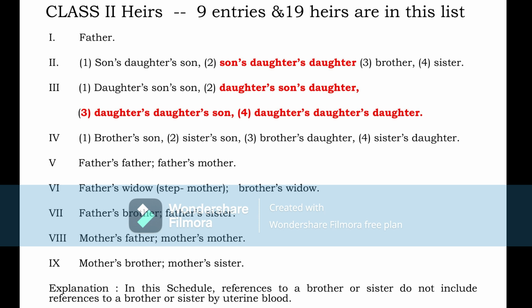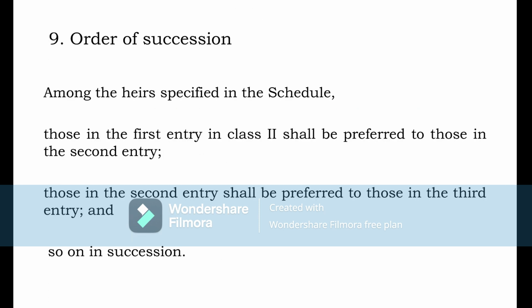There is then one explanation. In this schedule, references to a brother or sister do not include references to a brother or sister by uterine blood. So brothers and sisters related by uterine blood are not included in the brothers and sisters in class 2 heirs. Then who are the other brothers and sisters included? Who are the uterine blood? We'll discuss later.